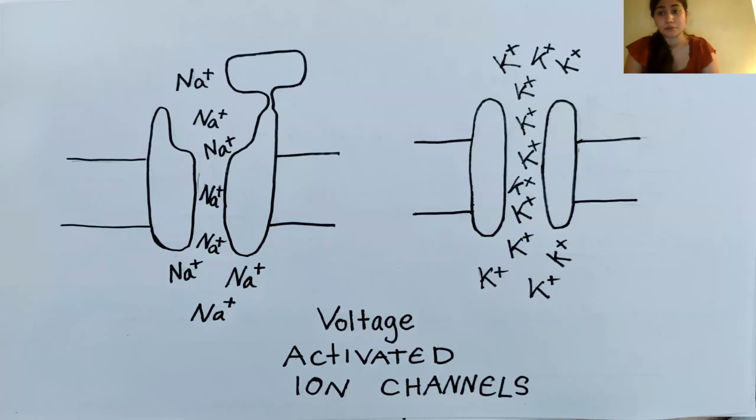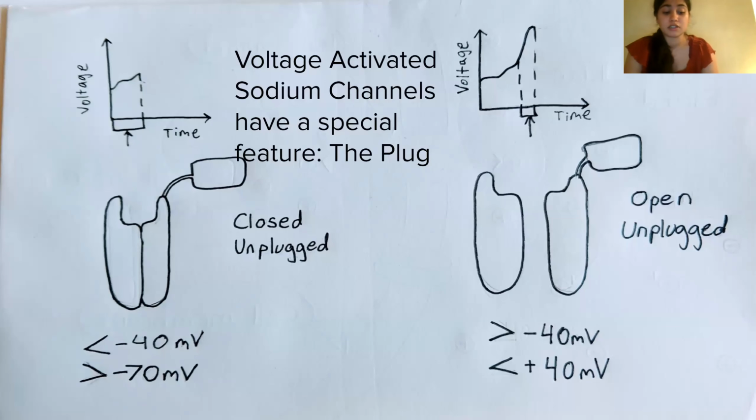If you remember from our previous lecture, voltage-activated ion channels are selectively permeable channel proteins in the membrane of a neuron that open or close in response to changes in the voltage across the membrane and let ions flow through. Two super important voltage-activated ion channels for an action potential are voltage-activated sodium channels and voltage-activated potassium channels. What we learned in the last lecture was that the voltage-activated sodium channel can open or close in response to voltage, but it has an additional mechanism to make it more effective, the plug.